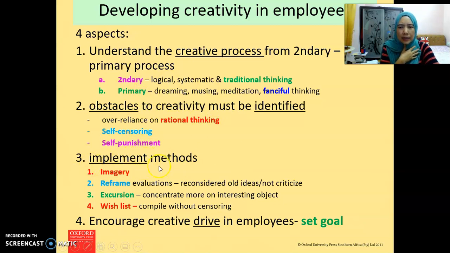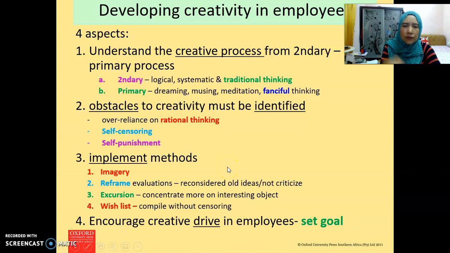So how to implement the methods? How to increase your creativity? You need to implement this. Try to be more imaginative when coming up with solutions, solving problems, or making decisions. Try to reframe the evaluations. Instead of discarding old ideas because you think they are illogical, try to reconsider them, take them back, and not criticize, just evaluate those ideas that you threw away a long time ago because you thought they were illogical.